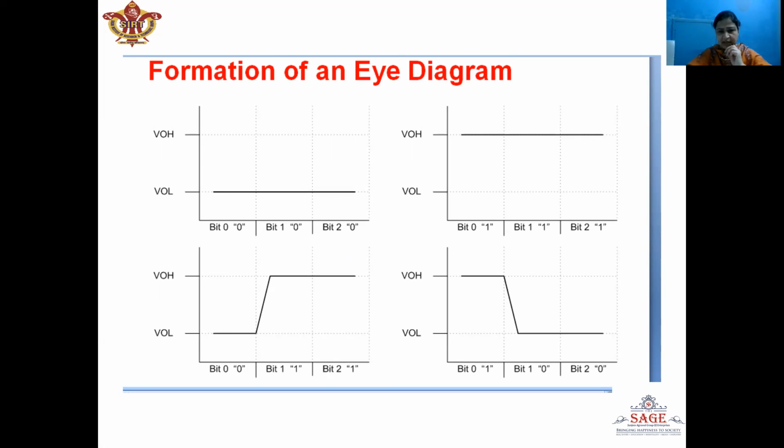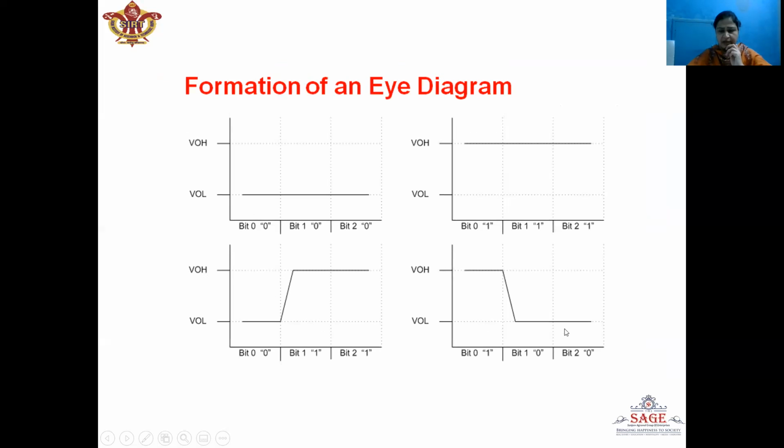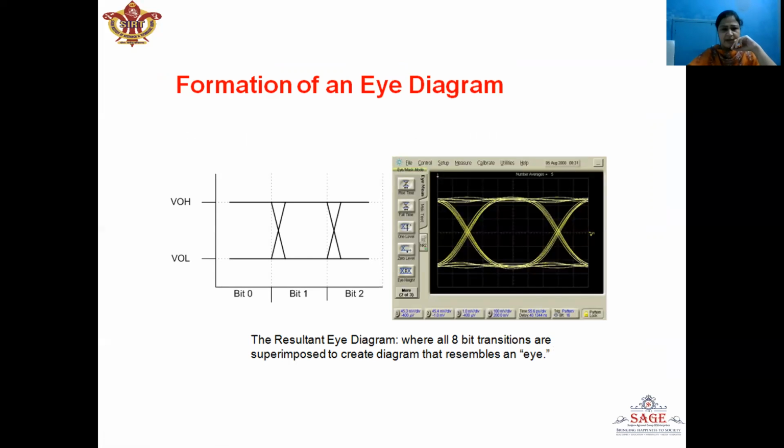Now here we can see that there are 8 basic 3-bit transition combinations that will create an eye. VOH represents a high voltage level used to represent bit 1, whereas VOL represents bit 0. So here we can see 8 basic combinations formed by using 3 bits. Here all the 3 bits are 0. Here all the 3 bits are high. Here we can see combination 0, 1, 1. Here 1, 0, 0. In total there are 8 bit patterns.